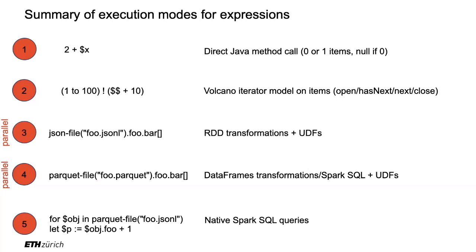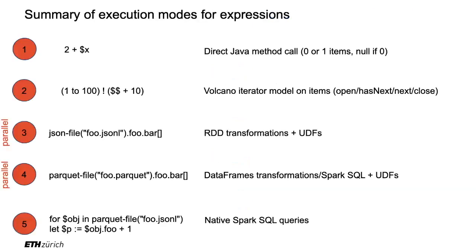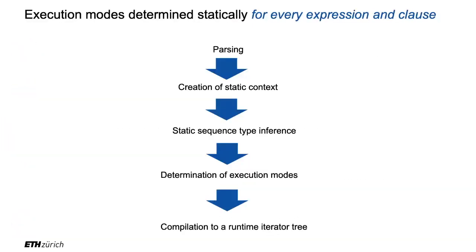There are, of course, a few rules that you follow in order to do it. This is all decided at compile time. You decide on a plan, and then you go ahead and switch between the different strategies. So this is what happens for every expression. You infer the static types at compile time. You determine the execution modes. These are the execution modes. And then you compile to a runtime iterator tree, and then it's going to execute according to plan.